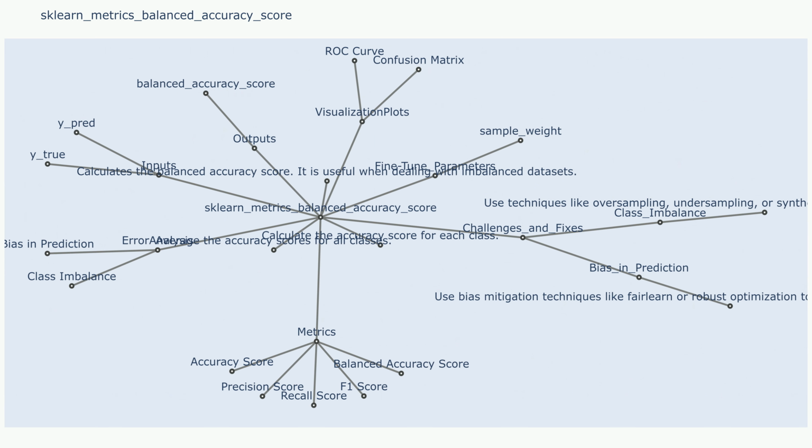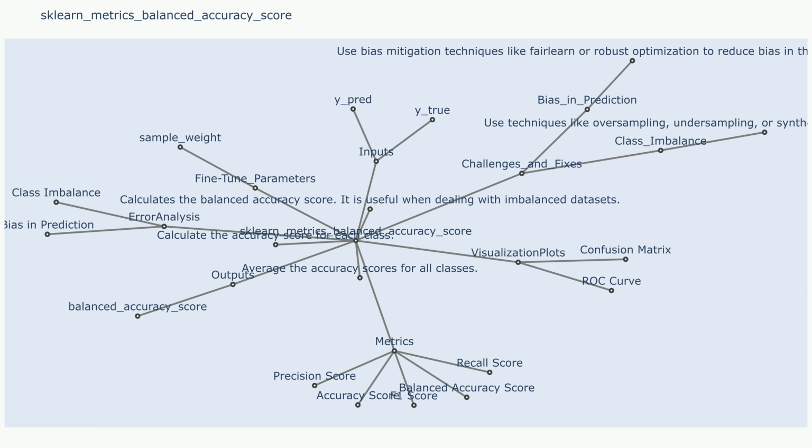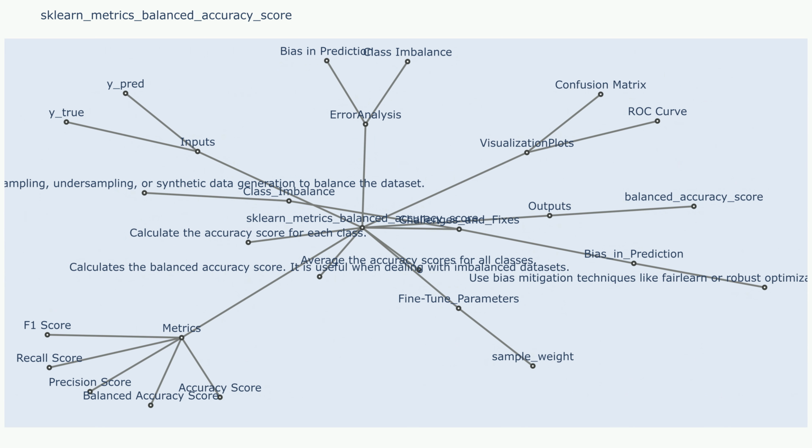Uncertainty methods. Confidence intervals. You can use bootstrap resampling techniques to estimate the confidence intervals for the balanced accuracy score, providing a measure of uncertainty around the estimated performance. Bayesian methods. Using Bayesian inference, you can incorporate prior knowledge about the model's performance and obtain a distribution of possible balanced accuracy scores, allowing for a more nuanced understanding of the model's uncertainty.